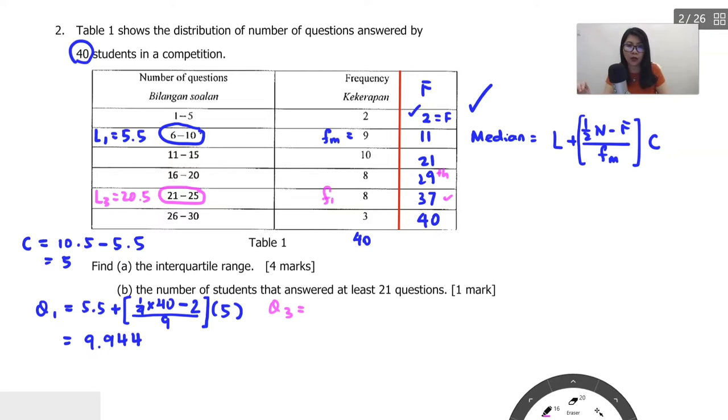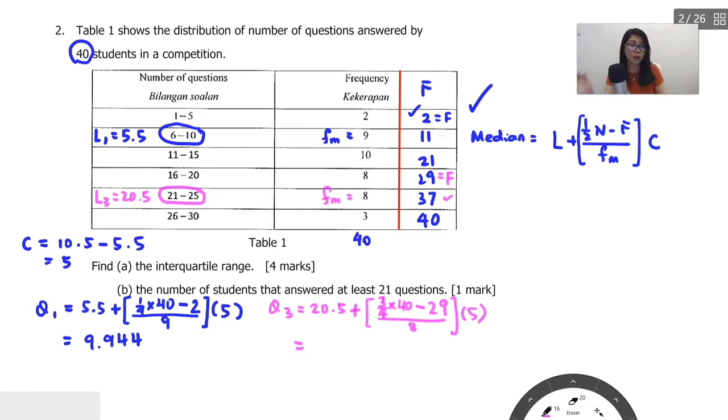Then this will be our frequency of that class, for L3. And the cumulative frequency before that class equals F. So now we can put into the formula. L3 will be 20.5, plus, we use 3 quarter this time, 3 quarter times 40. After that, we minus the cumulative frequency before that class, which is 29, then over the FM, which is 8, and then times the C, which is 5.